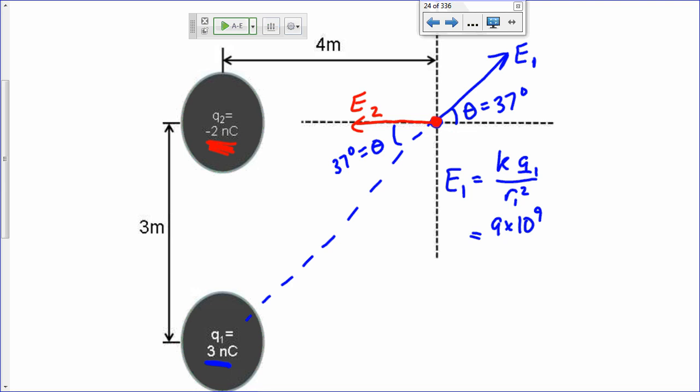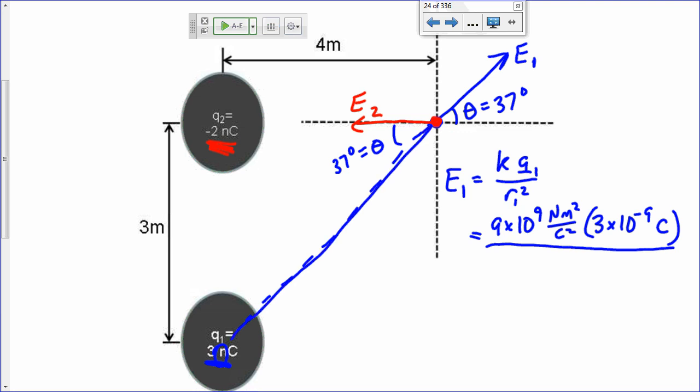What he's saying is Coulomb's constant has more sig figs than that, but you can just say 9 times 10 to the 9th. It's newtons meters squared per coulomb squared. Q1 is 3 times 10 to the minus 9 coulombs. The 10 to the minus 9 is because it's nanocoulombs. Remember, nano is minus 9. Divided by R1 squared. Somebody remind me what this distance is right here? Right, it's a 3, 4, 5 triangle, so that's 5 meters.